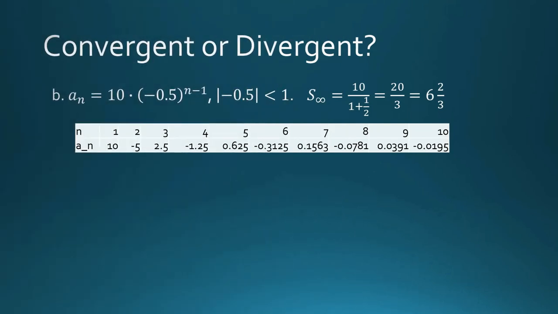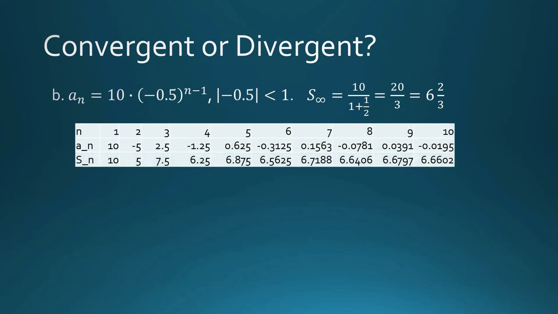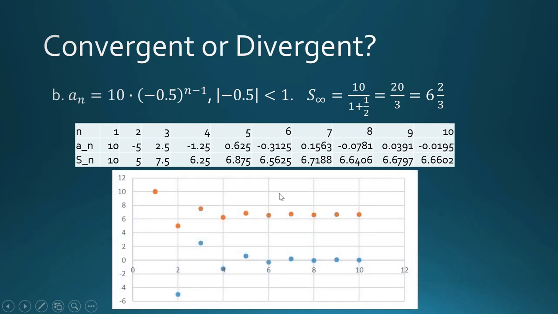Let us now produce this sequence of partial sums. How do you obtain the sequence of partial sums? You add the terms one by one. You add the terms to the previous sum. So the first sum is 10. You add negative 5. The next sum is 5. You add the third term to the last sum. 2.5 plus 5 is 7.5. So that is how you produce the sequence of partial sums. With Excel, you just encode the formula and then copy and paste. This is the scatter plot.